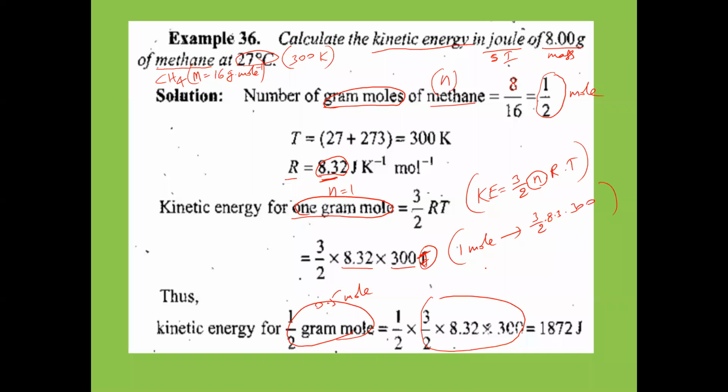Then for half mole, how much? For 1 mole it is 3 by 2 RT. Then half mole is equal to 1 by 2 into 3 by 2 into 8.314 into 300. It will be 1872 joules. Kinetic energy for half gram mole is equal to 1872 joules.